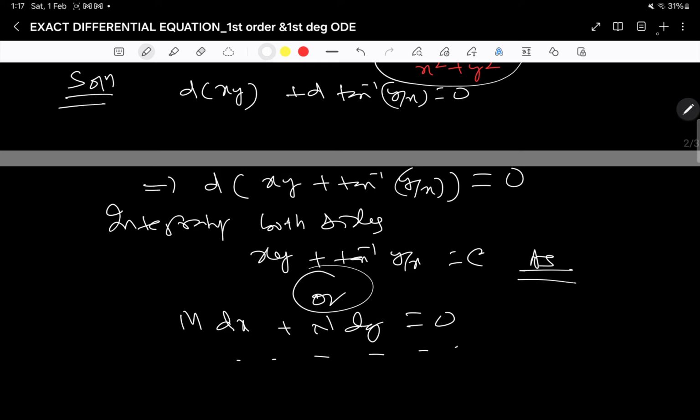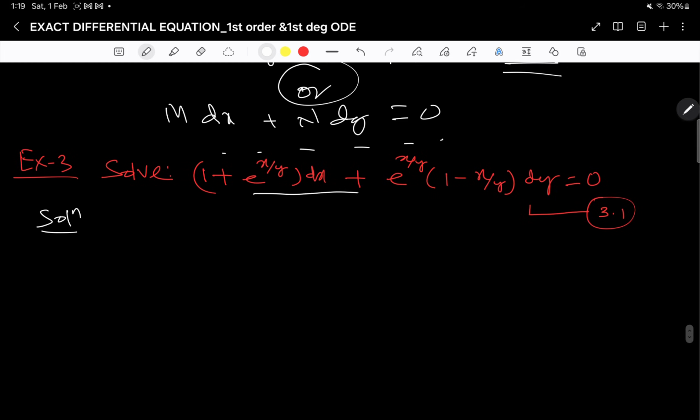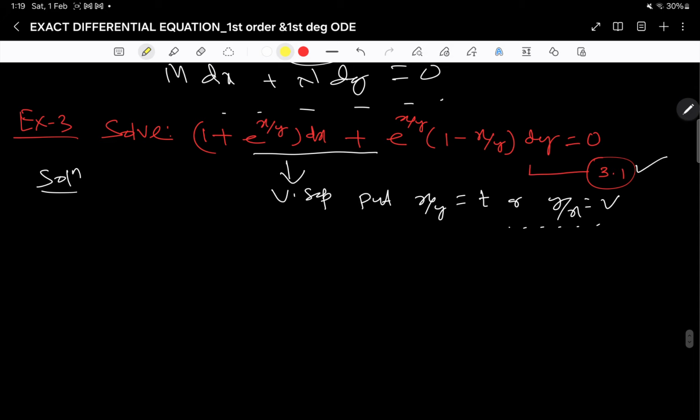Now coming to one more example. Now coming to this differential equation, let me mark it equation 3.1. If I want to solve it by variable separation, I may try it, put x by y is equal to some t, or you can put y by x is equal to some v, and you can continue it. Now if I try to solve it by the method of exactness, let it be my M and let it be my N.